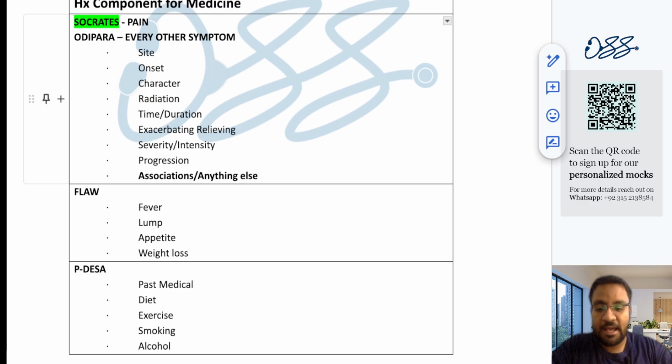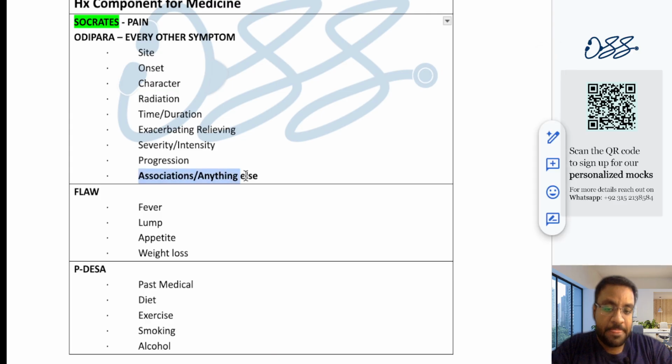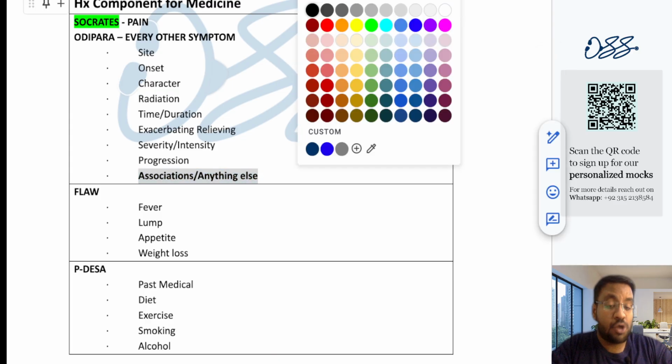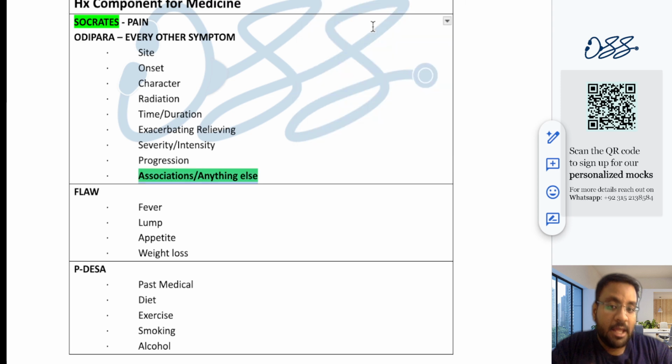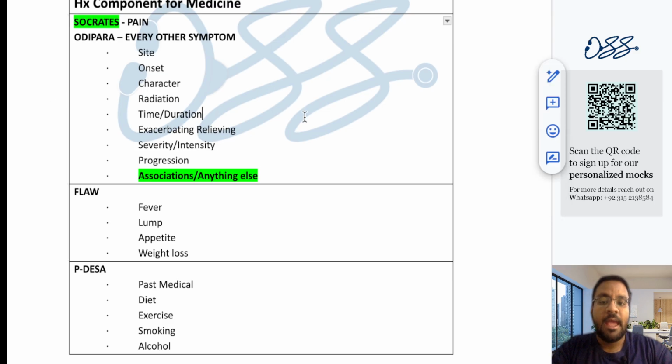Then SOCR is done. Then A can be anything else: association and anything else. This is something that I'm going to talk about in a lot of detail, not right now. But once I am done teaching you this particular structure, I'm going to share what this association and anything else means. And then T stands for the time.